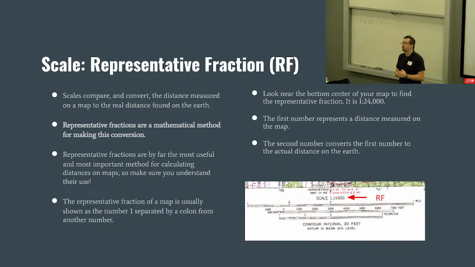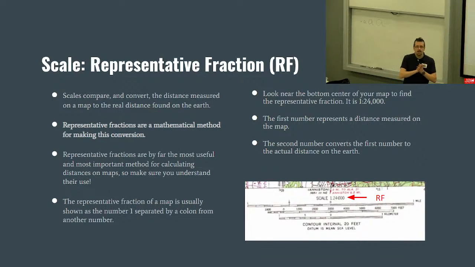Good. All right, so about scale. Let's talk about the RF. The RF is the representative fraction. When we talk about representative fractions, remember that when you see 1 to something, like 1 to 24,000 here, the representative fraction is presented as a ratio. And what is a ratio but a fraction? One of something to a number of something else. This is a very useful way to look at a map.